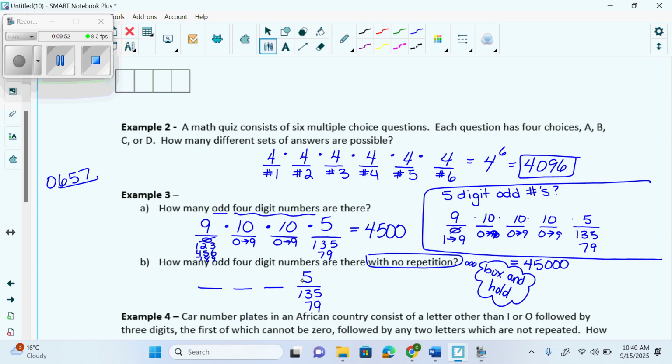So if I pick 9, I box and hold 9, right? Then 0 is out and 9 is out, correct? 0's out because you can't start with a 0. True? 9 is out because I boxed it. What if I would have boxed the 5? Then 5 is out. Box the 3, 3 is out. Whatever one you pick.